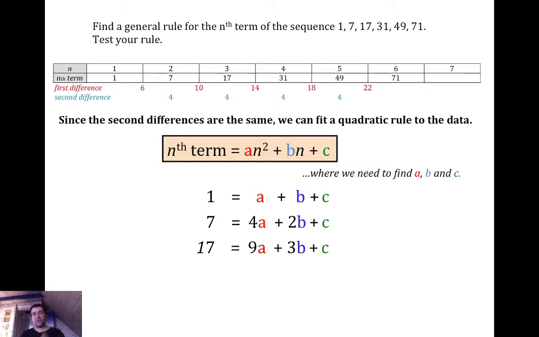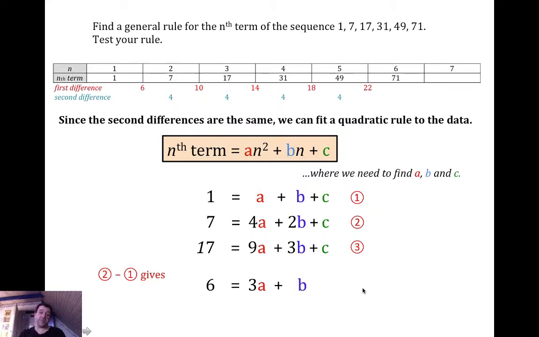Now you'll notice that all of these have c in them, the same amount of c, just one c, and that's going to be very helpful to us because if we label these equations 1, 2, and 3, then we can do equation 2 minus equation 1. So 7 minus 1 is going to give us 6. 4a minus a is going to give us 3a. 2b minus b is going to give us b. And then the c's are going to disappear. C minus c is going to disappear. So we'll just get 6 equals 3a plus b.